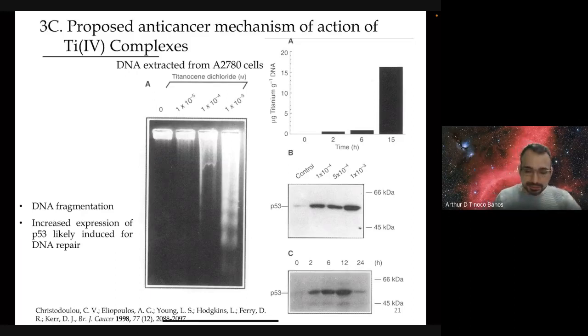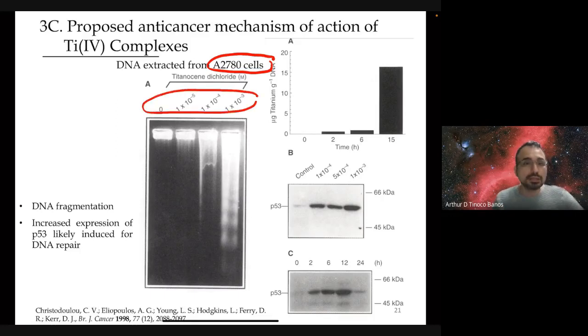So we're looking at DNA that was extracted from the A2780 cell lines. And we're looking at the dose response effect, all right? So we're looking at mid-micromolar to high micromolar to now millimolar. And you see at mid-micromolar, really not much effect on the DNA fragment. However, as you start to go into the really high micromolar, millimolar is where we start to see an effect, okay? And that effect is fragmentation of the DNA.